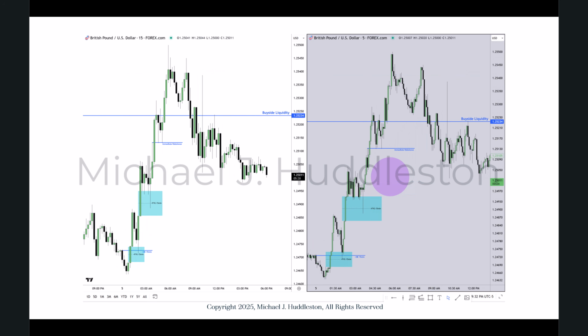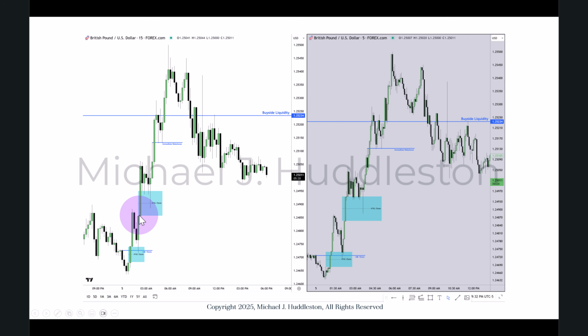All right, real quick, we're going into pound dollar. Left-hand side is a 15-minute time frame. You can see here we had an order block here on a 15-minute time frame. Buy side balance, sell side efficiency, fair value gap. Hits that. That's a really good setup in and of itself.